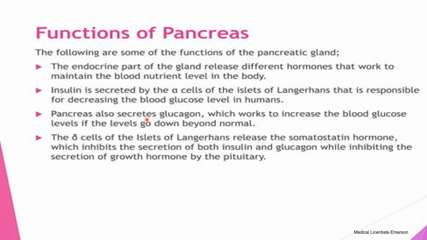Then the pancreas also secretes glucagon, which works to increase the blood glucose levels if the levels go down beyond the normal. Then you have the delta cells of the islets of Langerhans, which release the somatostatin hormone, which inhibits the secretion of both insulin and glucagon, while inhibiting the secretion of growth hormone by the pituitary gland.